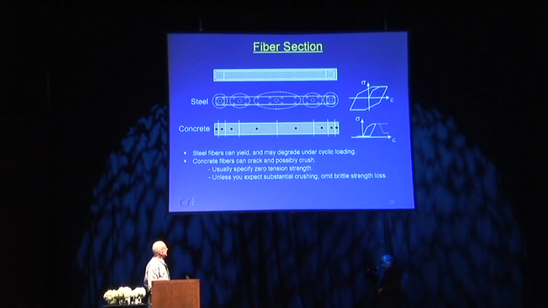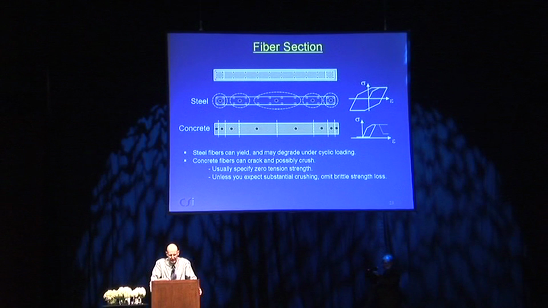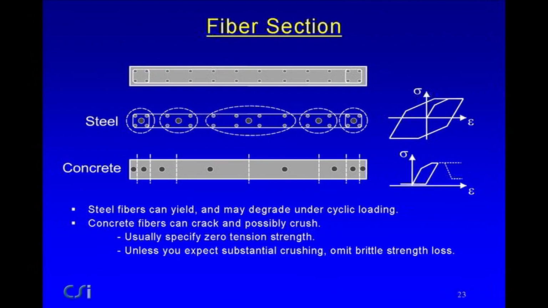The steel fibers can yield, and they may degrade under cyclic loading. The concrete fibers can crack, possibly crush. Usually you'll specify 0 tension strength. You don't have to do this in Perform. You can specify tension strength if you wish. But once it cracks on the first cycle, the tension strength is gone anyway. So it's more convenient, easier to ignore any tensile strength. And unless you expect substantial crushing, I suggest omitting this brittle strength loss and just going ahead with the assumption that it's not going to exhibit brittle strength loss.